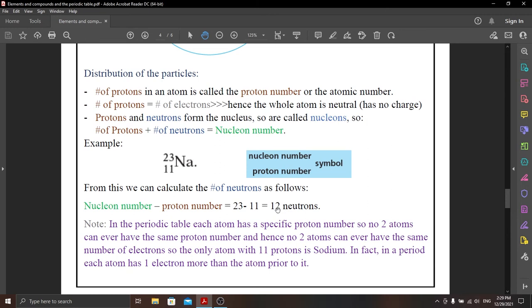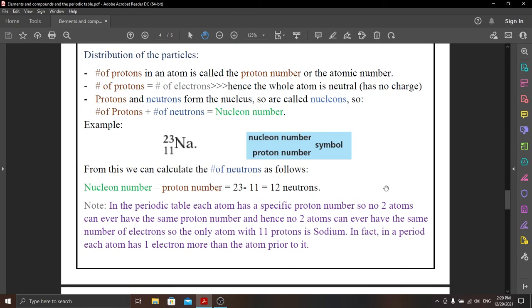Let me ask you a question. How many electrons are there? That's correct. We have 11 electrons as well. These 11 electrons are distributed in energy levels called shells.